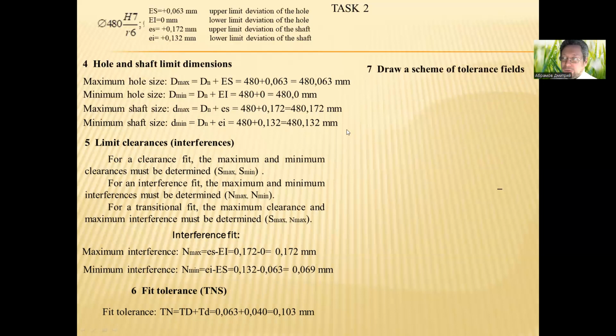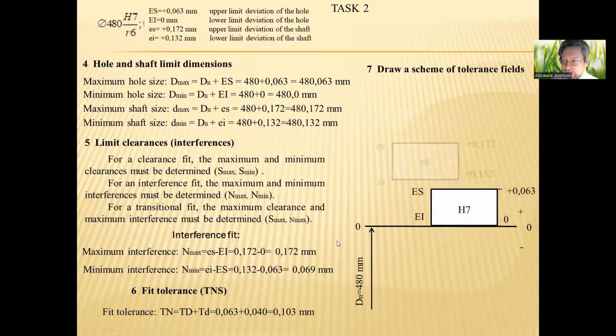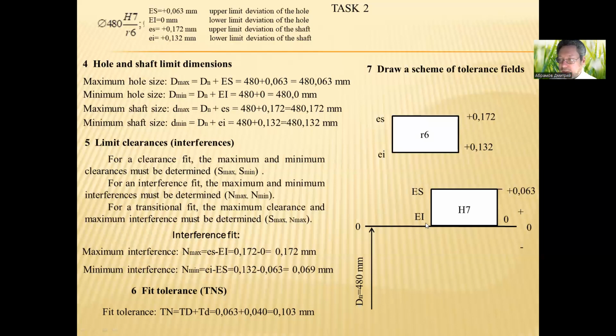Draw a scheme of tolerance fields. Zero line, nominal diameter of connection is 480 millimeters. Tolerance field of the hole, tolerance field of the shaft, upper limit deviation of the shaft, lower limit deviation of the shaft, upper limit deviation of the hole, lower limit deviation of the hole. R6 is the tolerance field of the shaft, and H7 the tolerance field of the hole.